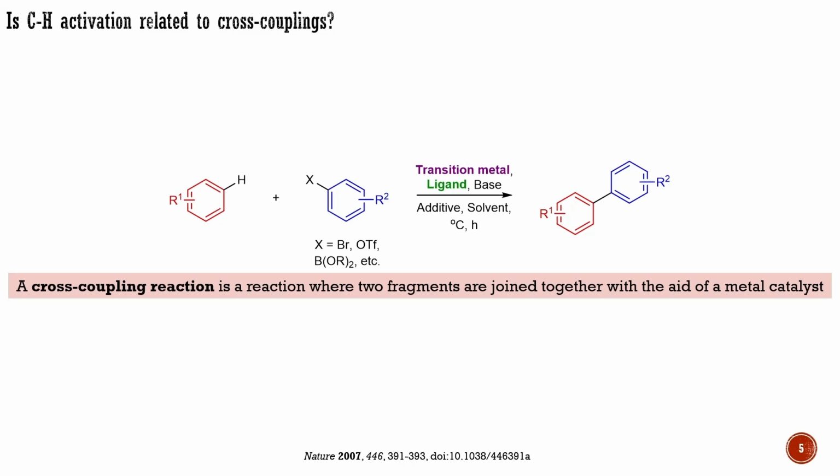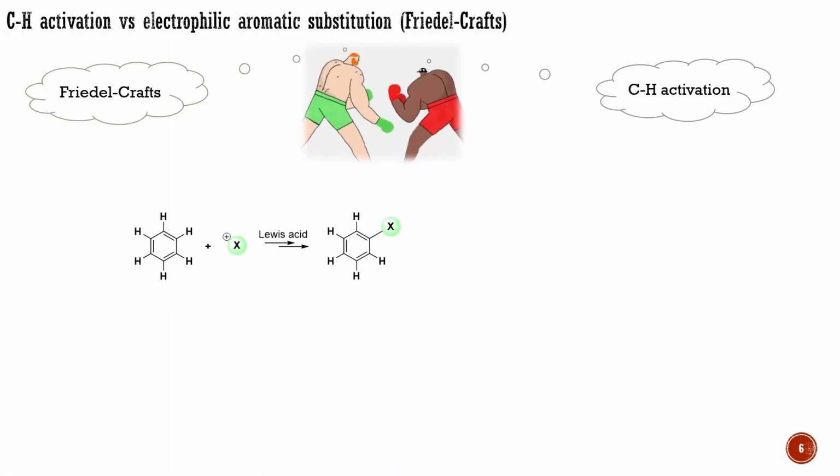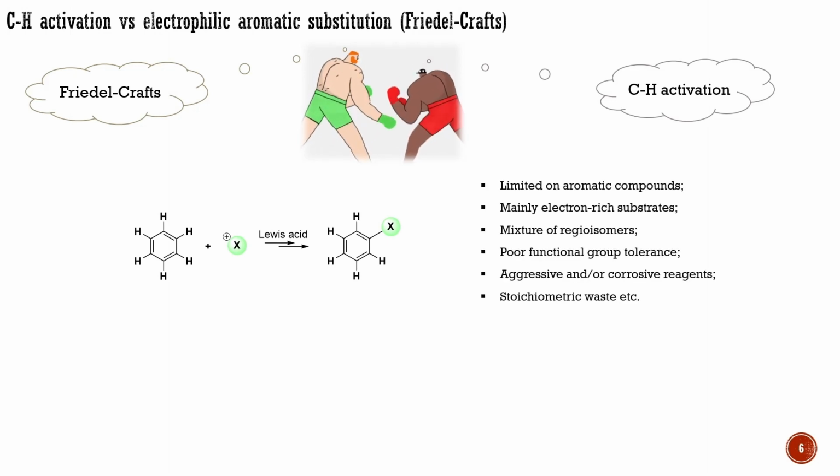Besides cross-couplings, there is another group of well-known transformations that can be confused with CH activations. I'm talking about electrophilic aromatic substitutions. Here too, CH bonds are transformed into carbon-carbon or carbon-heteroatom bonds, and very often, this process is facilitated by an acid used as a catalyst. Electrophilic aromatic substitutions are not considered CH activations because the catalyst does not activate the CH bonds. Instead, it is responsible for the generation of cationic intermediates.